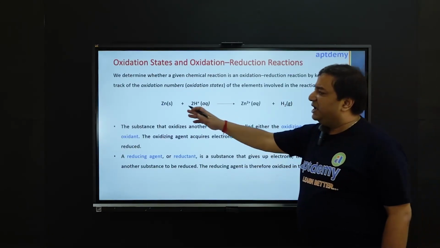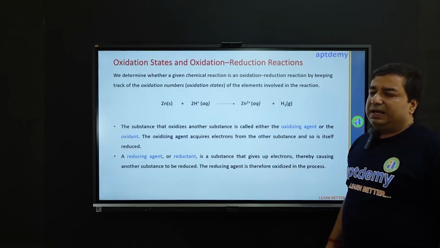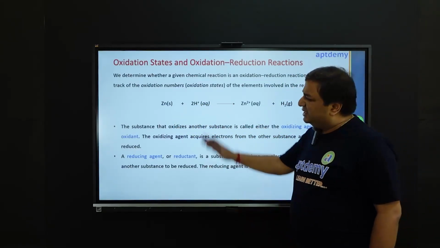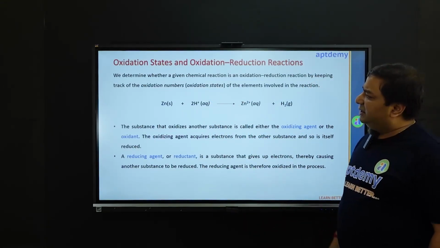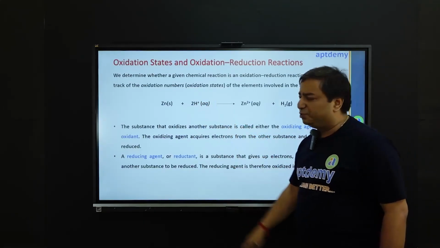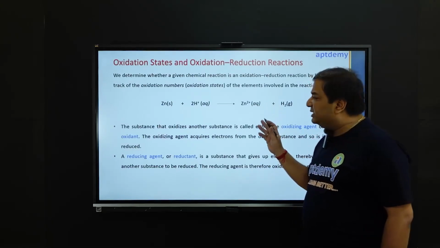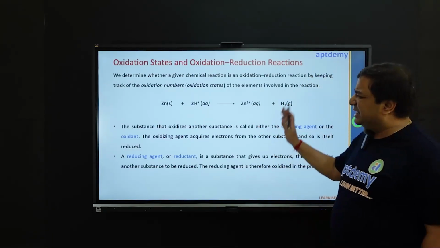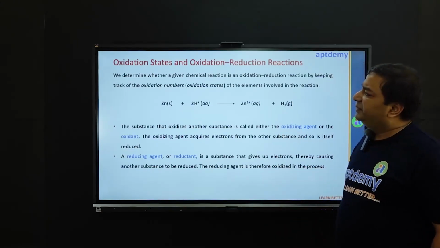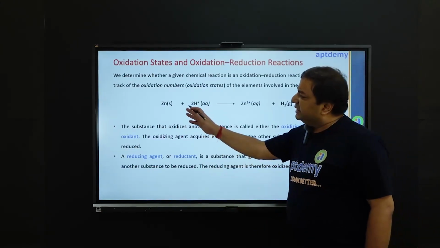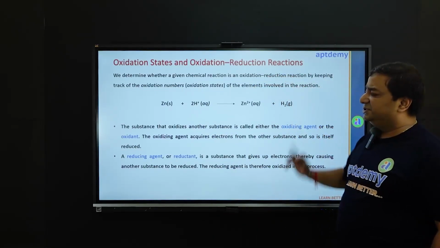Here we have metallic zinc reacting with an acid. Let's consider this is dilute H2SO4. H2SO4 is a donor of protons, so we are using two such protons, and it leads to the formation of zinc ions and liberation of H2. So this is the laboratory preparation of H2, basically. This is a redox reaction, or oxidation reduction reaction.